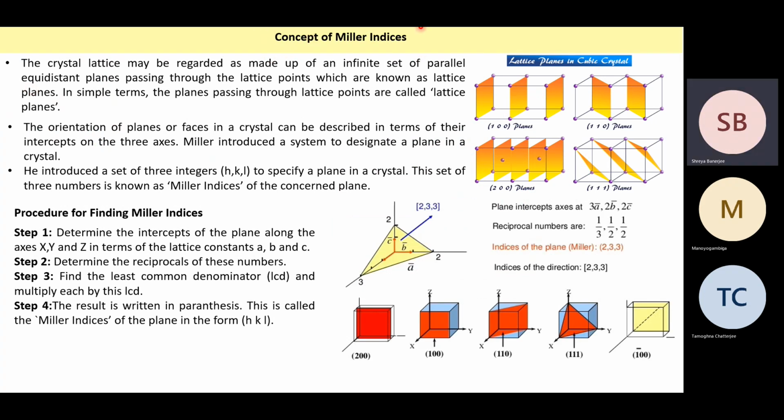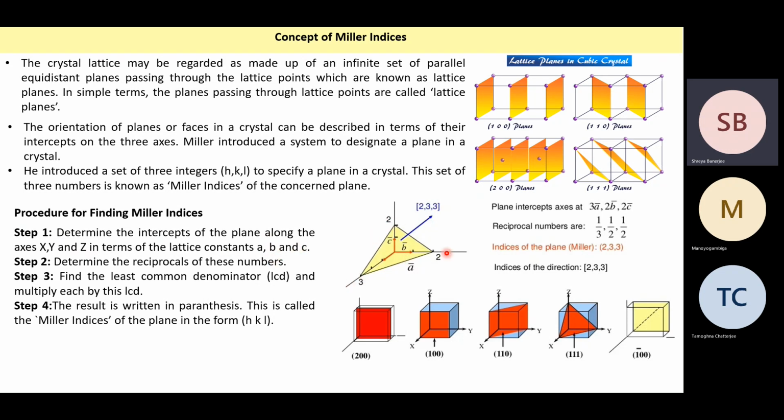Now we will talk about Miller indices. The crystal lattice may be regarded as made up of an infinite set of parallel equidistant planes passing through the lattice points, and these planes are known as lattice planes. The orientation of the planes or faces in a crystal can be described in terms of Miller indices. So how are these Miller indices calculated? Step 1 is to determine the intercepts of the plane along the x, y, and z axes in terms of the lattice constants of the unit cell, a, b, and c.